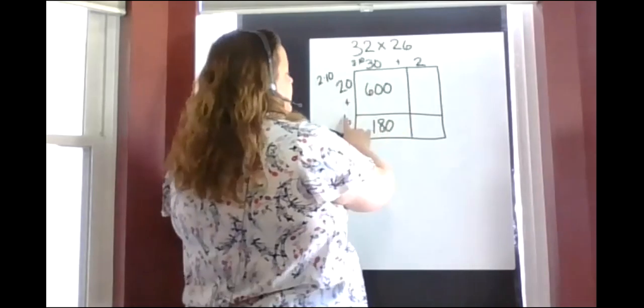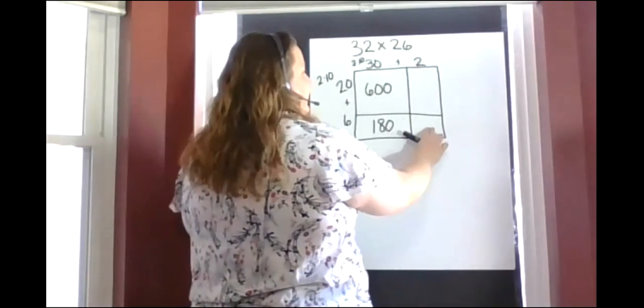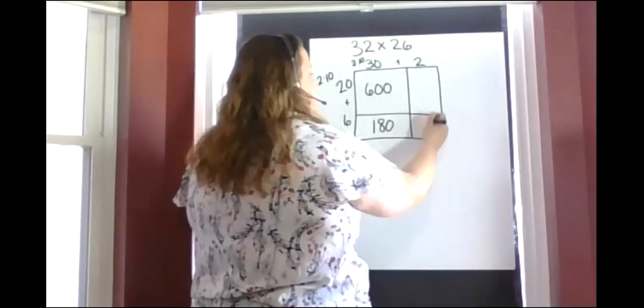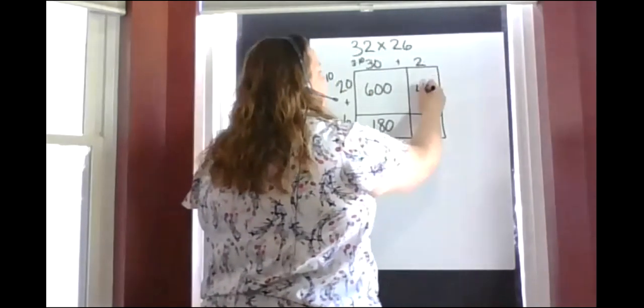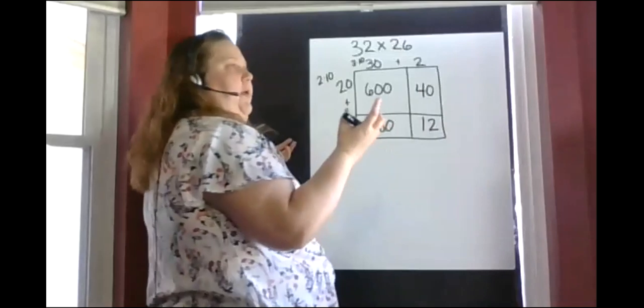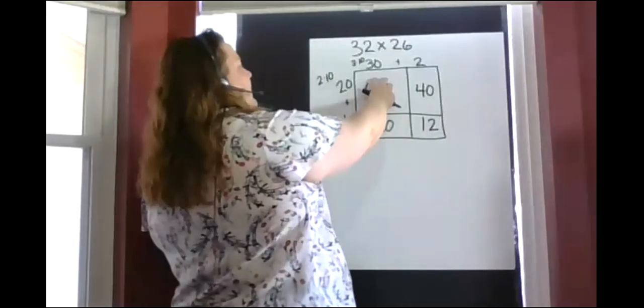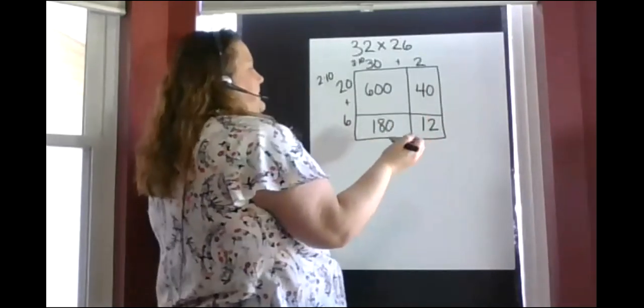6, and it doesn't matter which order, 6 times 2, I'm going to fill in this area here. 6 times 2 is 12. 20 times 2 is 40. And now I'm going to add up all my parts. I essentially broke it into chunks that I can now add together.